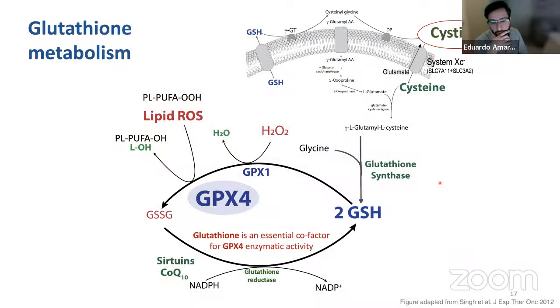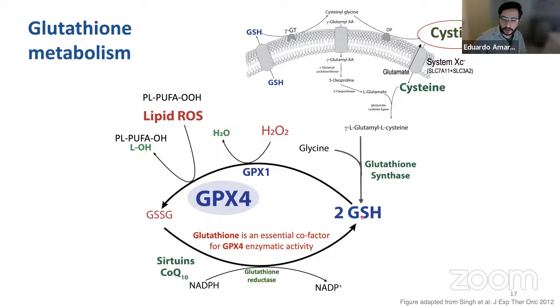Another metabolic pathway important for controlling ferroptosis is glutathione metabolism. So similar to other metabolic pathways, glutathione metabolism is tightly regulated by different enzymes. I don't have time to go through each one today, but I want to highlight here that this process starts with the uptake of cystine by this complex called system Xc-, which is formed by two subunits, SLC7A11 and SLC3A2. So cystine will be quickly converted into cysteine, and cysteine will act as a precursor for glutathione generation.